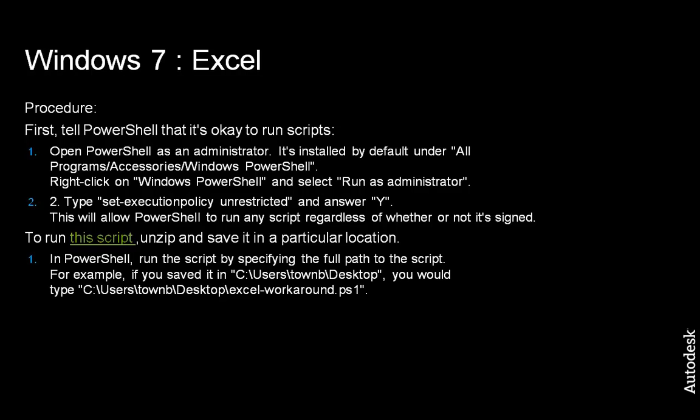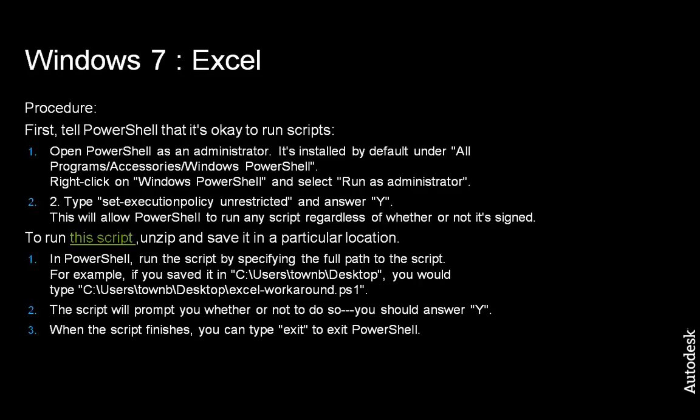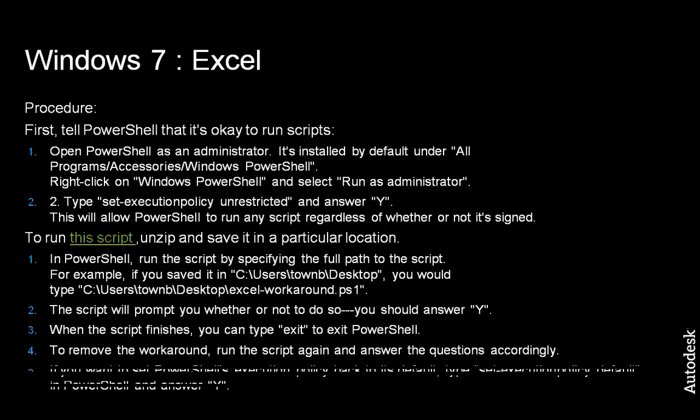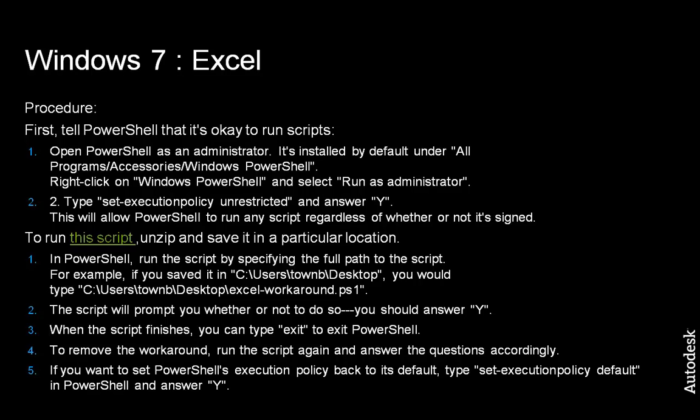In PowerShell, you run the script by specifying the full path to the script. It will prompt you, just answer yes. When the script finishes, you can type exit to exit PowerShell. To remove the workaround, you can run the script again and answer the questions accordingly. If you want to reset the PowerShell execution policies back to default, you just set the execution policy to default in PowerShell and answer yes.